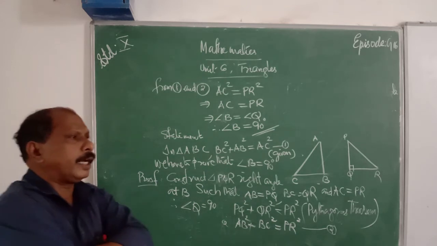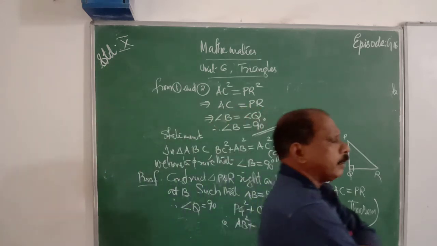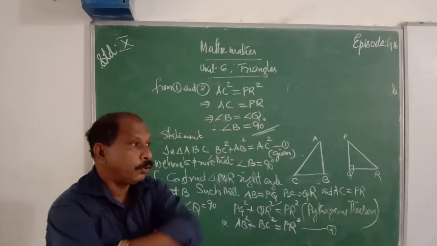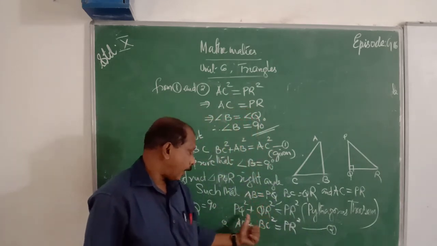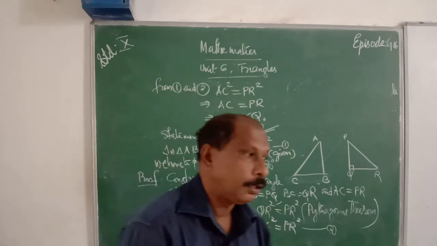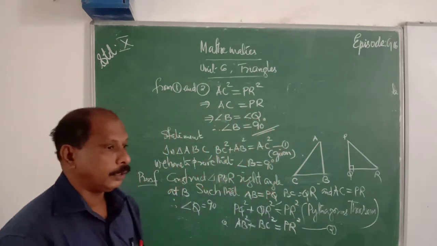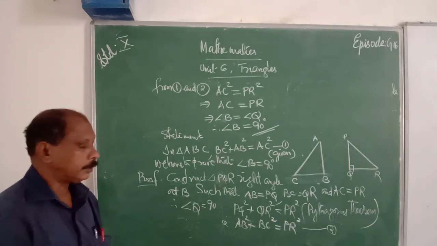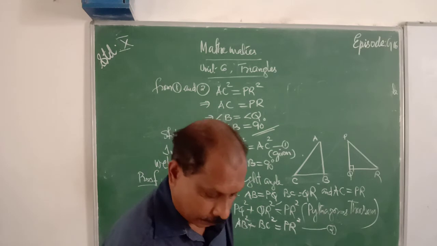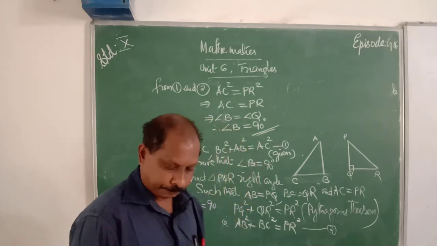Therefore angle B is equal to angle Q, that means if sides are equal, the opposite angles are equal. Therefore angle B is equal to angle Q, but by our construction angle Q is equal to 90 degrees, therefore angle B is equal to 90 degrees, that is the angle against AC is a right angle. Okay.